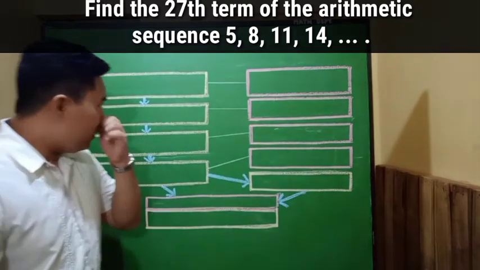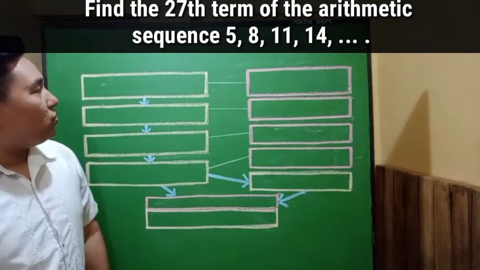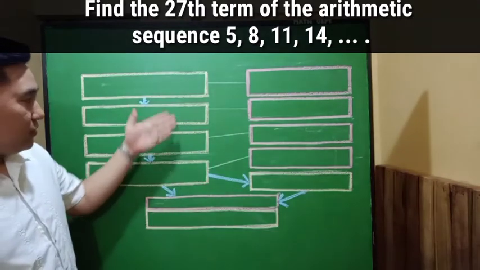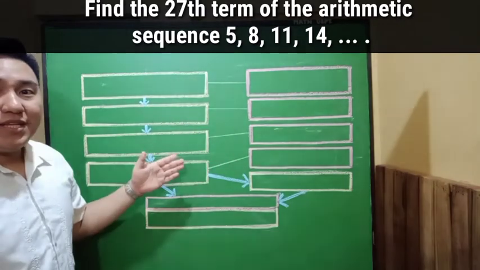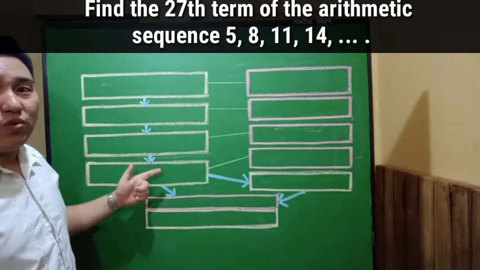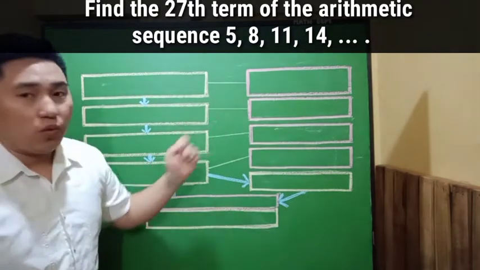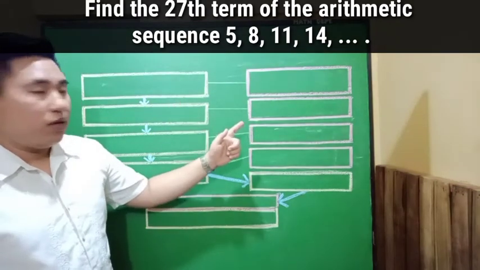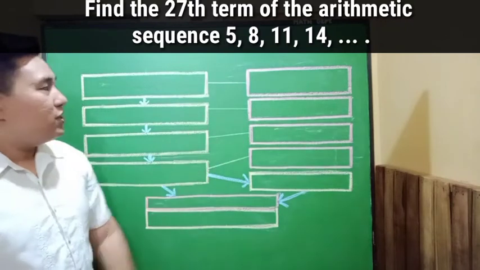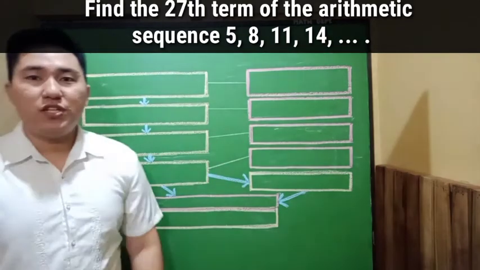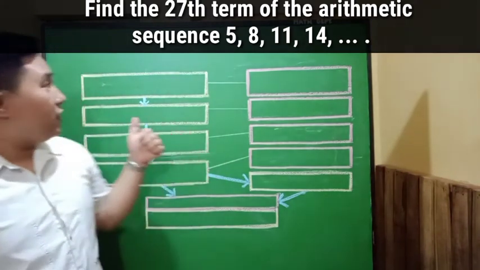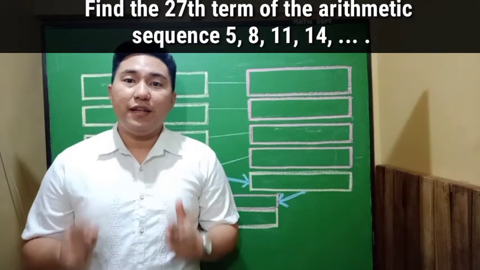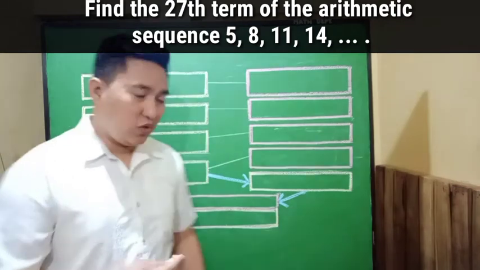So as you can see here, we have a diagram composed of two colored boxes, the orange one and then the red one. For the orange one, we will be placing here the step-by-step solution for this problem. And for the red one, we will place here the procedure or the rule for each solution. Okay? So the first procedure is, in this particular problem, we will be using the formula for finding the nth term of an arithmetic sequence.